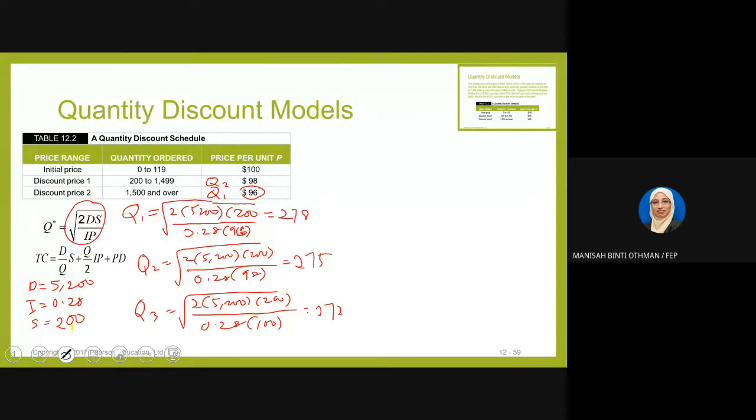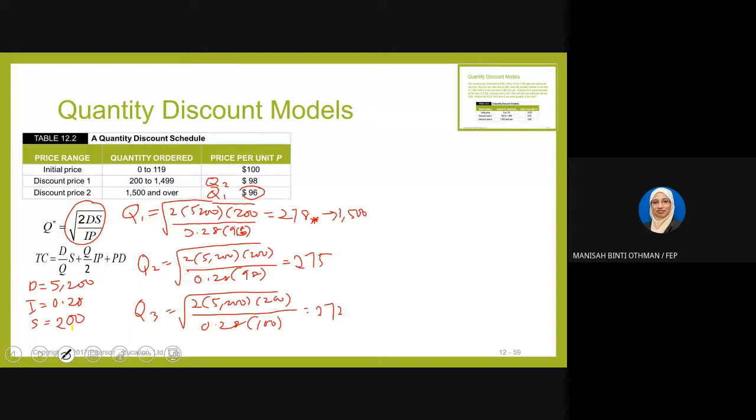But however, when you want to buy at the price $96, you should buy 1,500 and more. So you cannot buy 278 at this price. This is not feasible. But you can increase the quantity to 1,500, because it's lower than the range. Even though that is not the optimal quantity, it is still possible. When you calculate the quantity, you can increase it to the possible quantity.